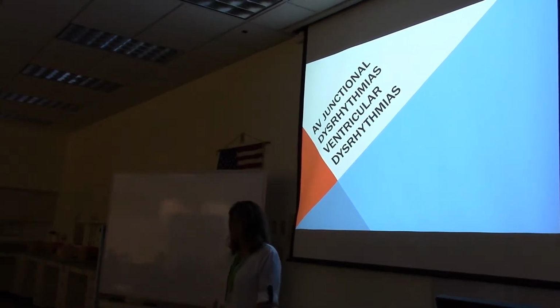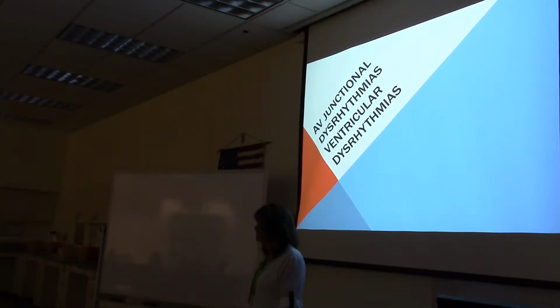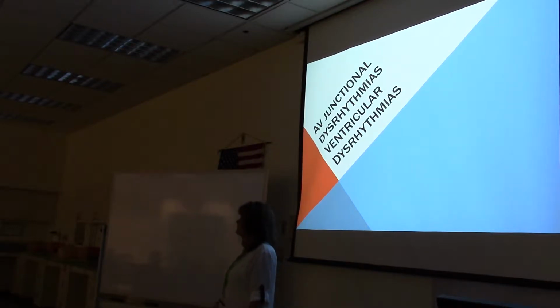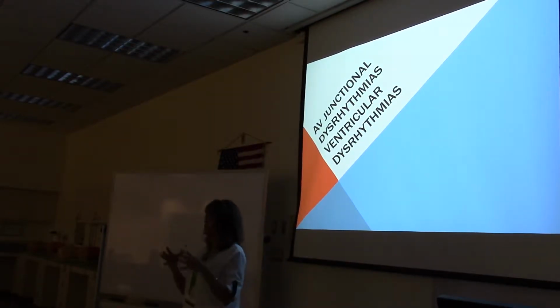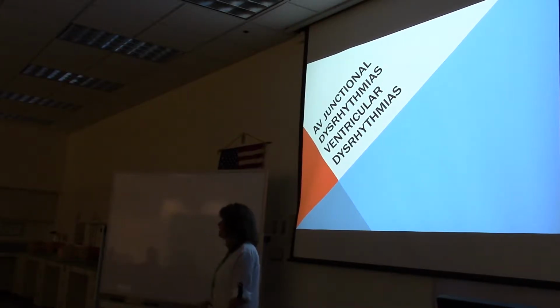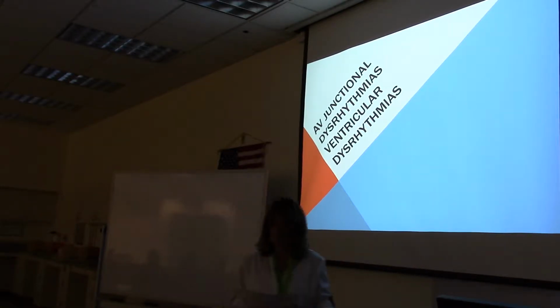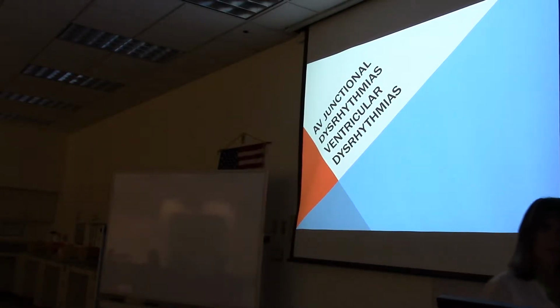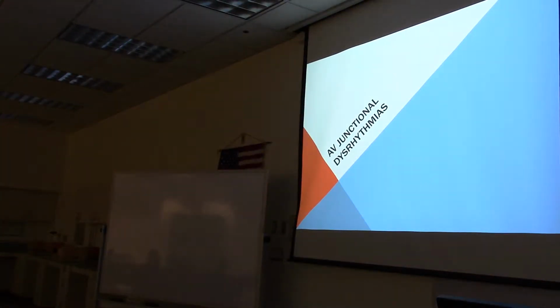All right, we'll go ahead and get started on ventricular dysrhythmias. Last week we talked about atrial dysrhythmias, things that can go wrong starting in the atrium. Now we're going to the AV node and below and talking about arrhythmias that occur there. We'll start off with AV junctional dysrhythmias.